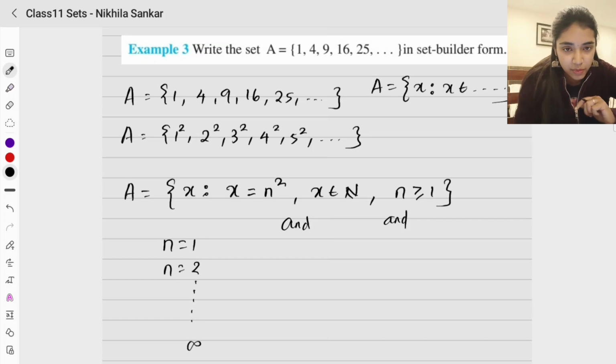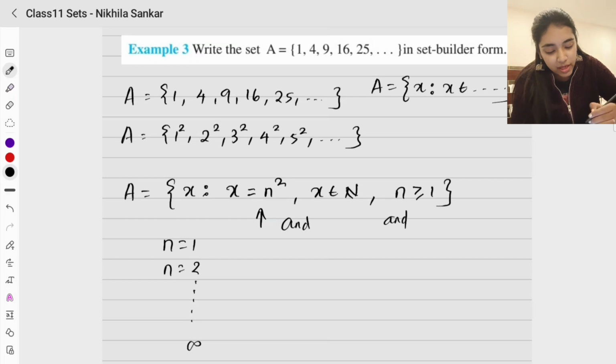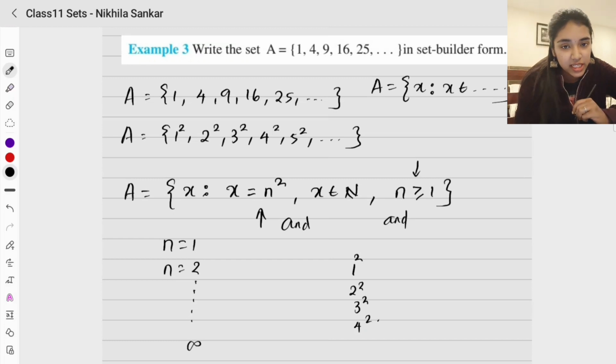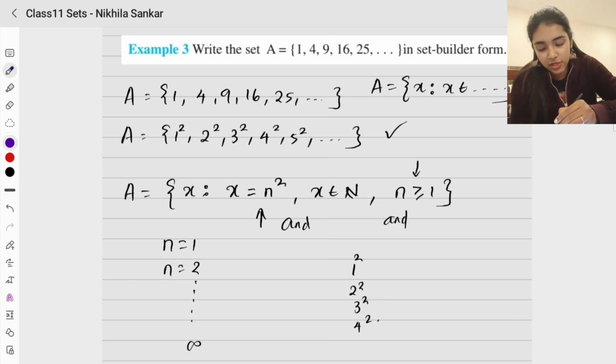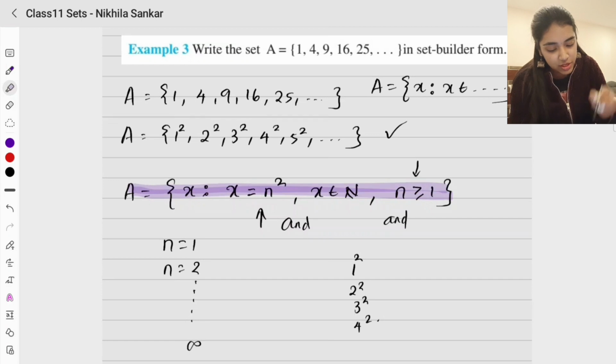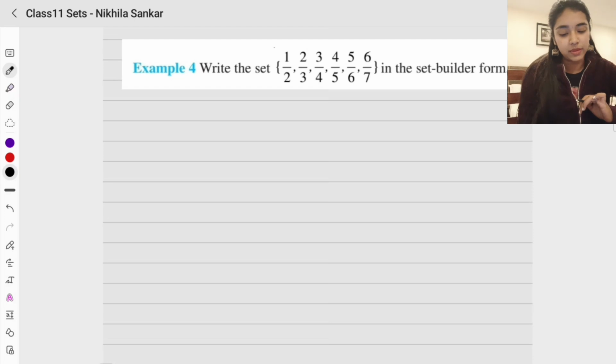Does this satisfy the condition? x is equal to n square. What does that mean? The value of n is greater than or equal to 1. So 1 square, 2 square, 3 square, 4 square, it keeps incrementing like this. So this gives your required set. Okay, so this is your final answer. So this is how you write your final answer. So this is your set builder form. Okay, moving on to example 4.